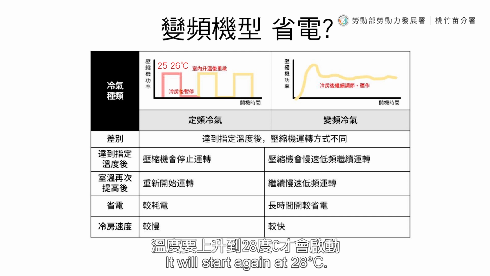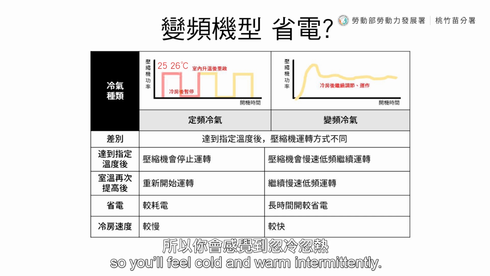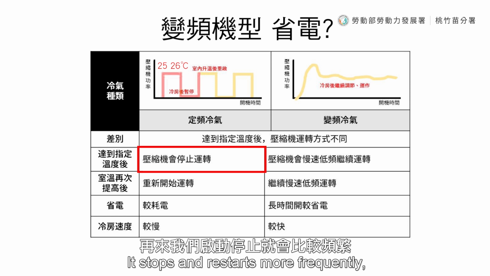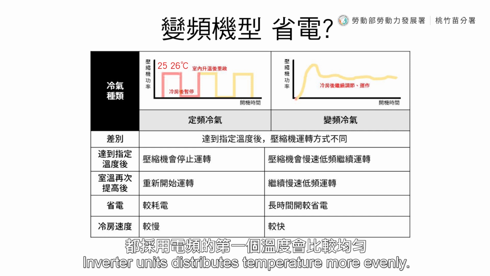After that, it will start again at 28 degrees. The temperature changes between 26 and 28 degrees, so you'll feel cold and warm intermittently. It stops and restarts more frequently, so it'll consume more power. Inverter units distribute temperature more evenly.